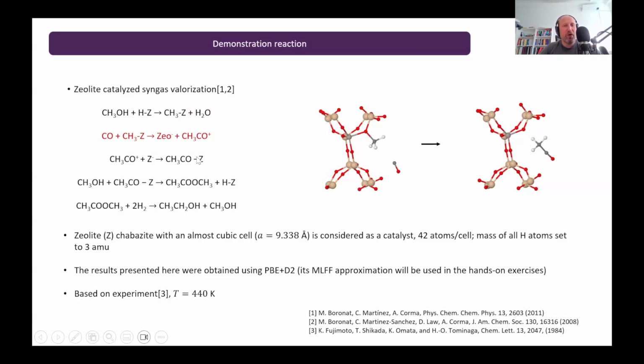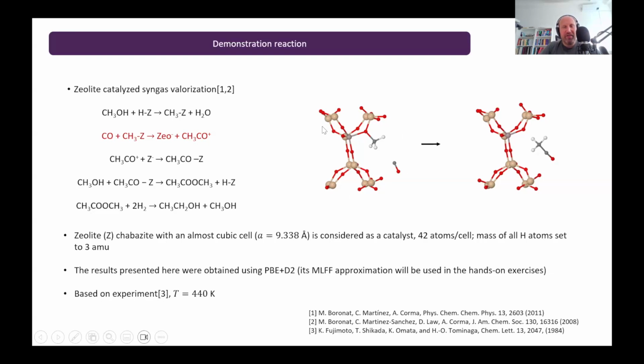For demonstration purposes, I selected the reaction in red. This is the rate determining step for a whole sequence of transformations of syngas into something more useful. Syngas is a mixture of hydrogen and carbon monoxide. This sequence of reactions is catalyzed by zeolite. And the reaction in red is the rate determining step for this sequence, meaning that this is the slowest reaction step from this sequence.